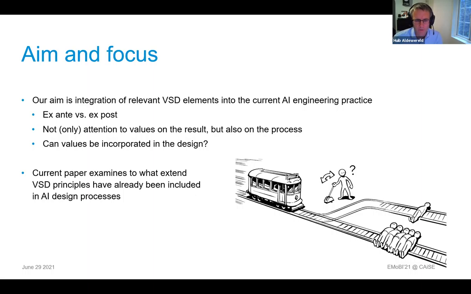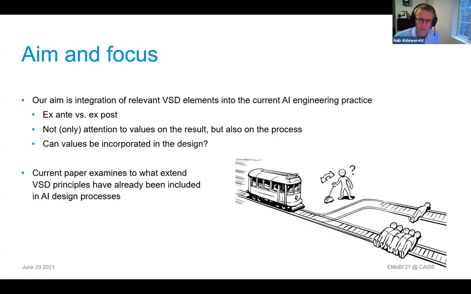So what are we trying to do here? What is our aim? Foremost, we would like to elaborate on the methodological process of including values into the design process. So this is not about checking the ethics of the system when the system is built, but about creating an environment in which ethics are taken into account during the design of the system.